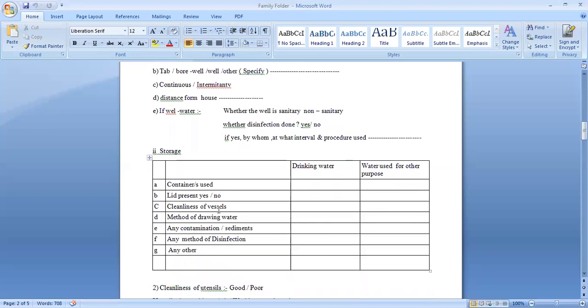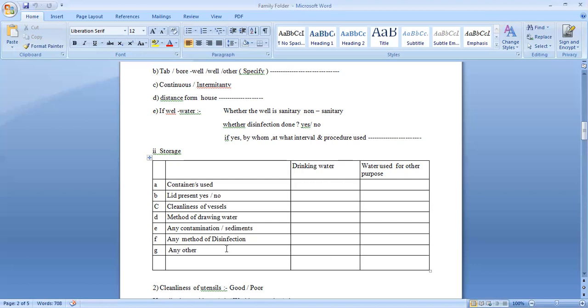There may be a separate vessel provided, or anyone can dip his own container inside it. So you have to mention whether an exclusive vessel is provided for taking out the water or not. And cleanliness of the vessel is also important. And the method of drawing the water, and any contamination or sediment: you examine the water which is present there, and you might find some contamination or some sediment settled in the bottom. So that you have to mention here. And this will be true for both drinking water as well as the water used for other purposes.